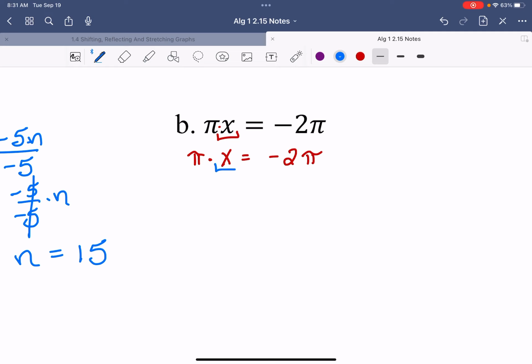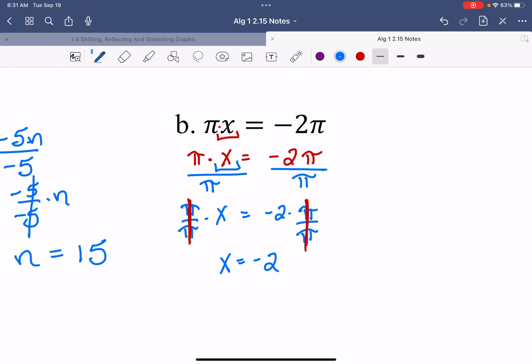So my variable is right here. There's my x. It's being multiplied by pi. So how do I undo a multiply by pi? We divide. So I'm going to do a divide. I'm going to draw a divide by as a fraction bar. We're going to take both sides and divide by pi. So really on this side, I have pi divided by pi times x. And on this other side, I have negative 2 times pi divided by pi. Well, pi divided by pi here is just 1. Pi divided by pi here is just 1. So that tells me that x equals negative 2.